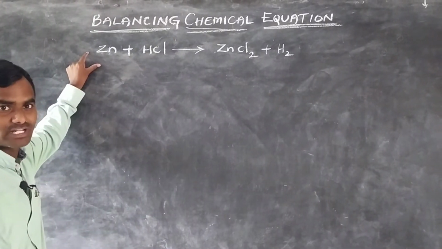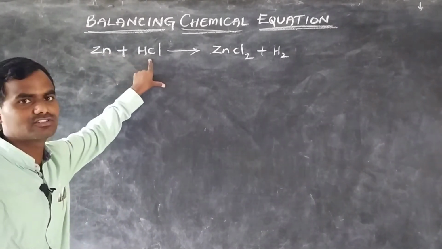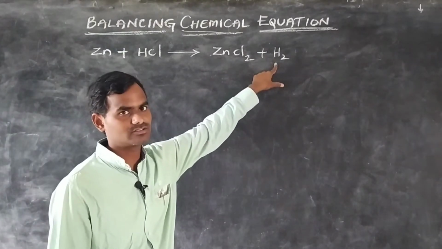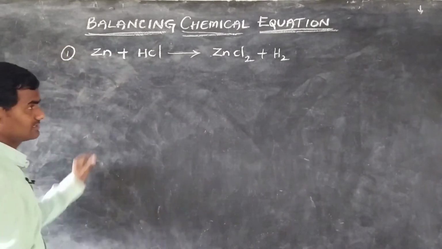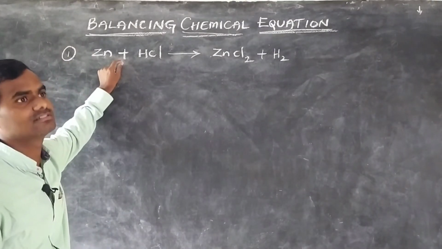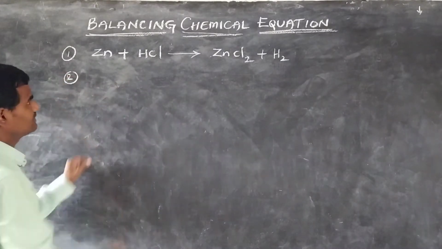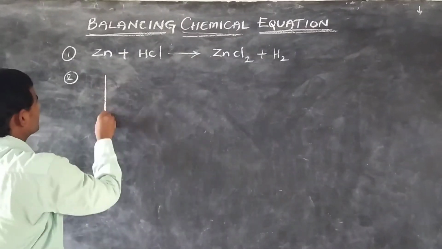We will see one more example, that is when zinc reacts with hydrochloric acid, it forms zinc chloride and liberates hydrogen gas. So, this is the first step, that is writing the chemical equation, which is in a skeleton form. In the second step, we will write the number of atoms on both the sides. We will write one table.